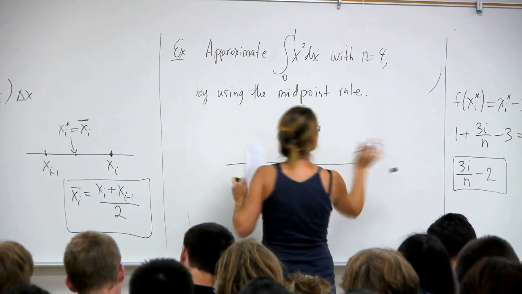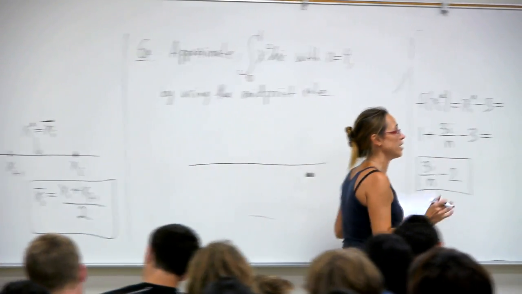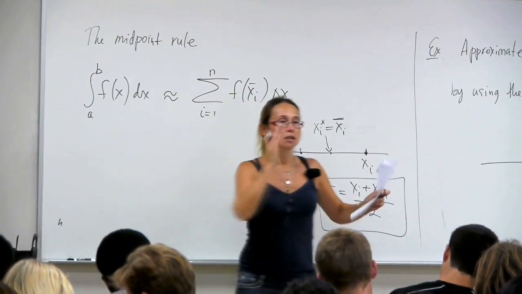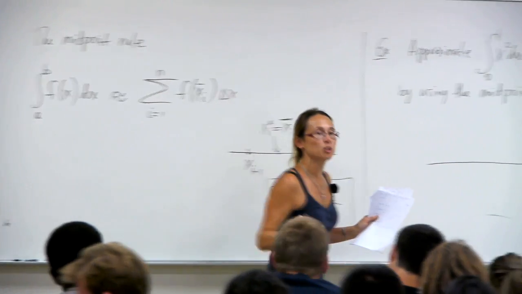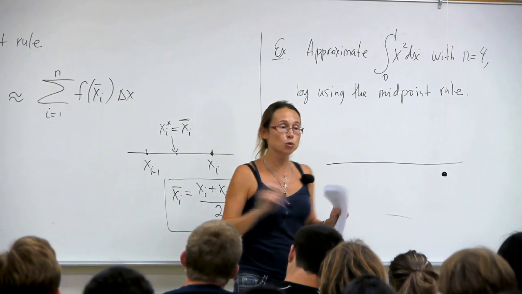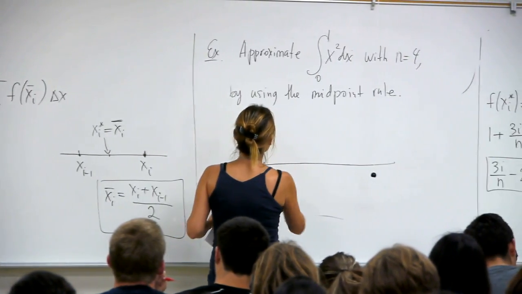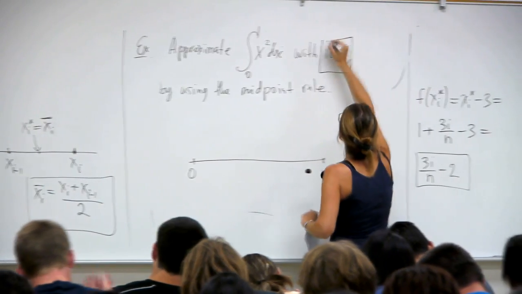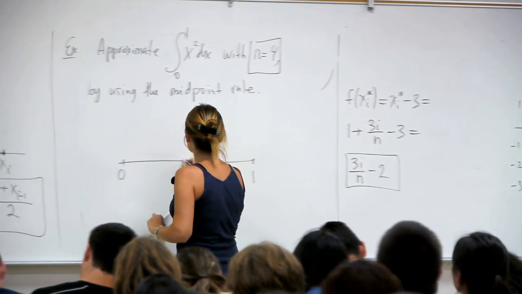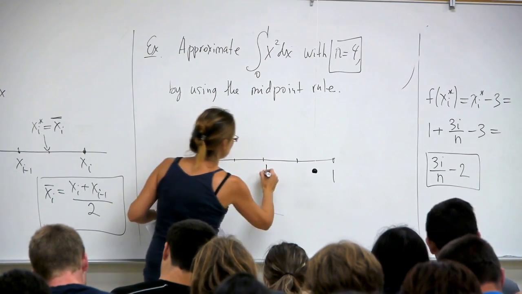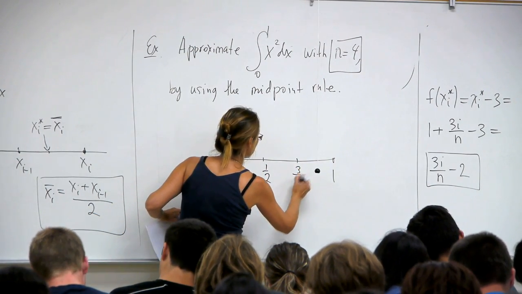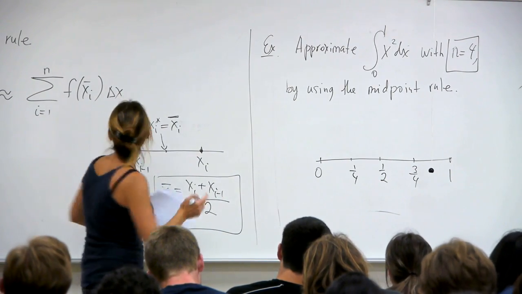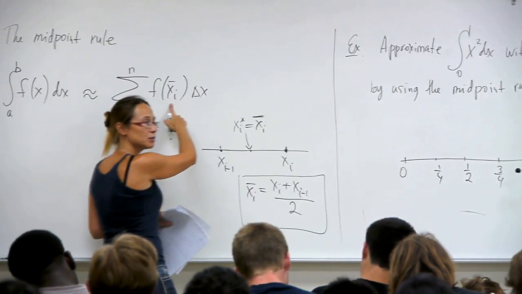Every time they ask you to evaluate the Riemann sum, the best thing to do is to draw your interval. Actually, write down the partition. Find the sampling points. Do it systematically, and then it's very easy. So we go from 0 to 1. They specify n equals 4, so we divide it into 4 subintervals: 1/4, 1/2, 3/4. Four intervals.